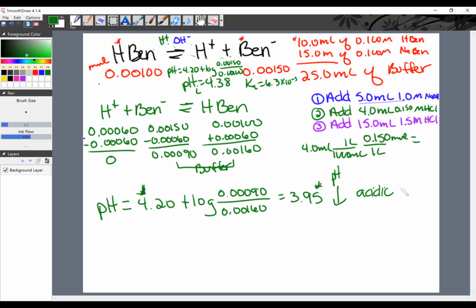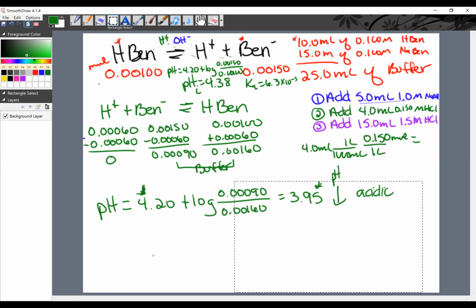And then last but not least, let's overwhelm the buffer again. So we saw it overwhelmed with base. Let's see it overwhelmed with acid this time.